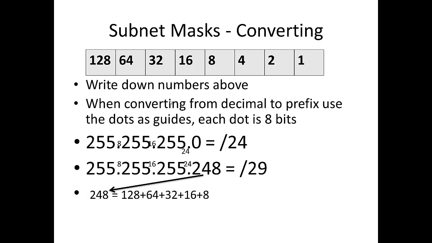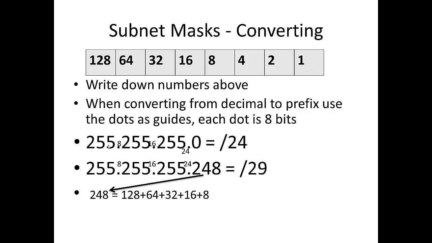Now you should know your binary conversion between decimal and binary. Basically it's powers of 2, which double each time, so 1, 2, 4, 8, 16, 32, 64, 128. They're your 8 bits, and you add the numbers up that have 1s underneath. So basically write down the numbers above, and convert from decimal to prefix. You can use the dots as a guide.